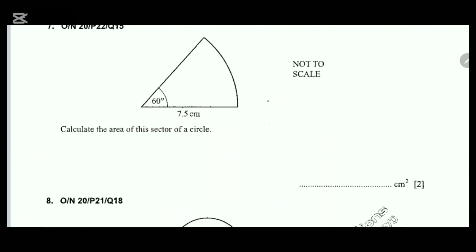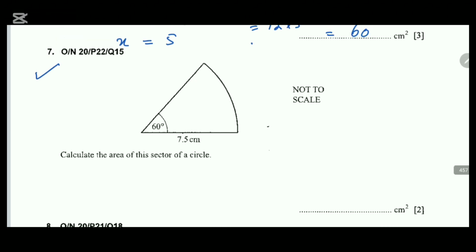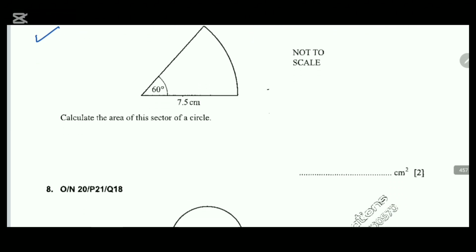Calculate the area of sector of this circle. You can solve this question by yourself. We have done many questions like that.